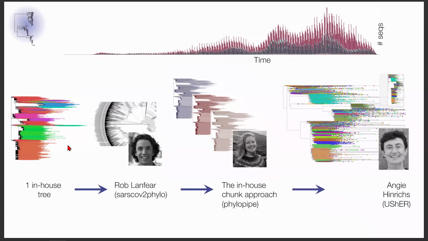Originally, we had one in-house tree that we were building and maintaining, and when that became too much, we began to use Rob Lanfear's open source SARS-CoV-2 phylo tree, which was provided for quite some time as well. Then we shifted to another in-house tool that Rachel developed called PhyloPipe that recalculated subsets of the trees and re-estimated them as we needed them. But for some time now, we've been using the Usher tree built and maintained by Angie Hendricks.